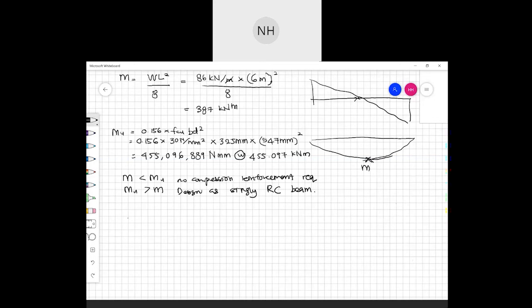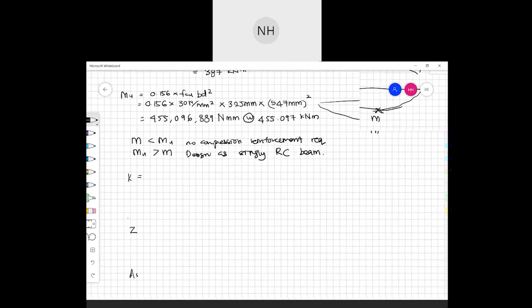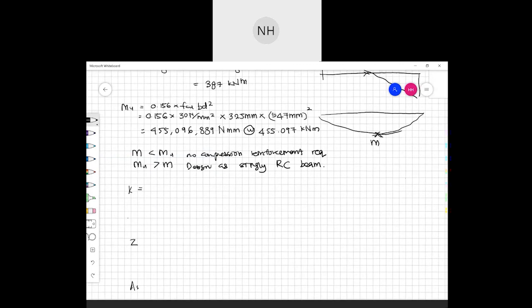So after that, we have got up until this point, and we can proceed to calculate AS. In order to calculate AS, we know that we must find K, we need to find Z, and we also need to find AS. So this is what we need to find. K is equal to M divided by FCU bd squared. This is the formula.